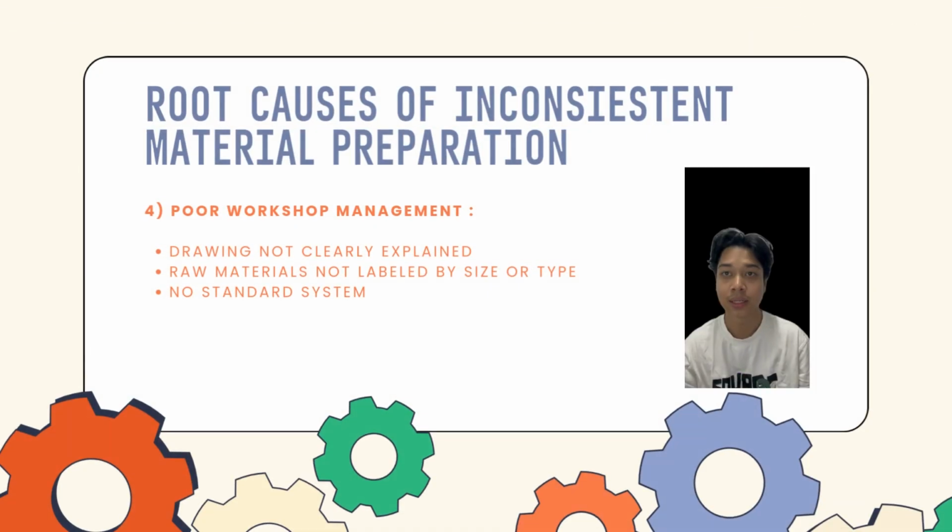The last one is poor communication and drawing interpretation. Sometimes the problem arises simply because the technical drawing is not clearly understood. Important information like machining allowance or reference surface may be overlooked. These issues combined lead to a situation where the prepared material is already incorrect even before machining begins.